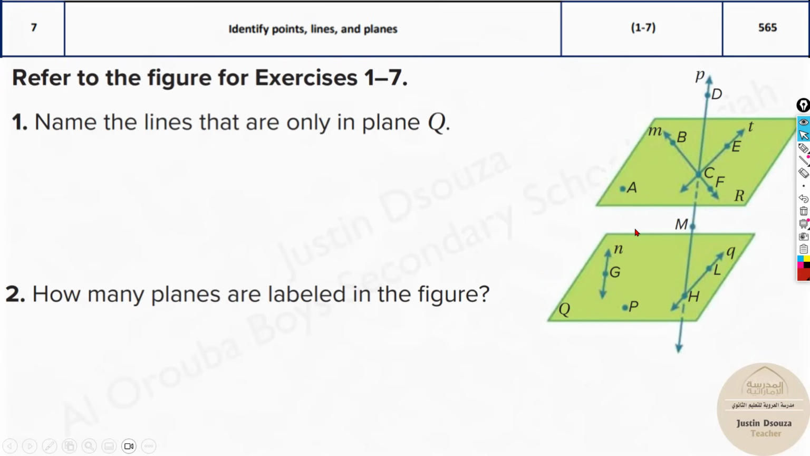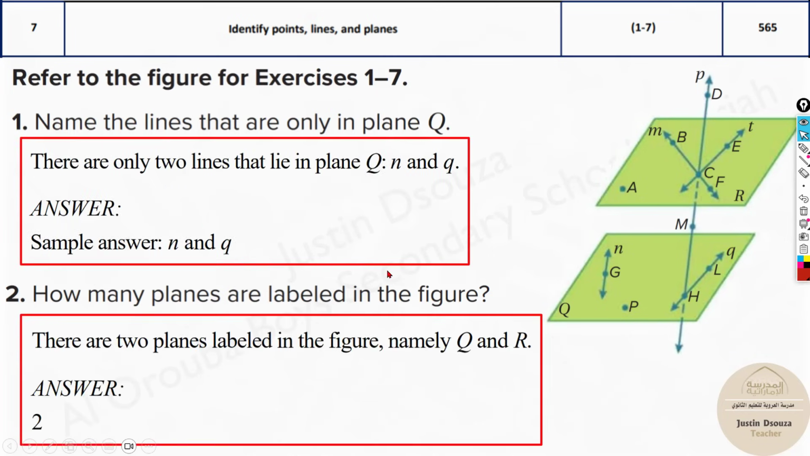Here we have been given two planes and some set of questions. Let's say, name the lines that are only in plane Q. So this is plane R and this is plane Q. So which are the lines over here? Line N and line Q. Those are the ones. How many planes are labeled over here? There are two planes, right? R and Q. So those are the answers. There are two planes over here.